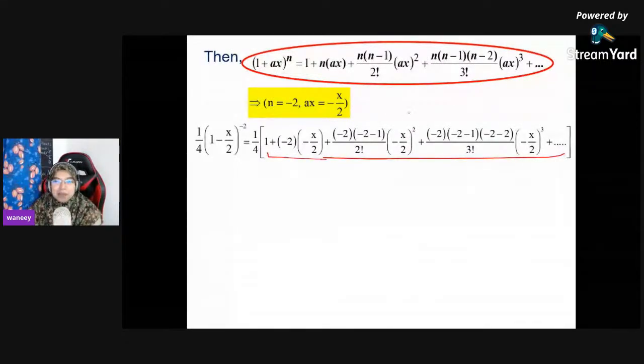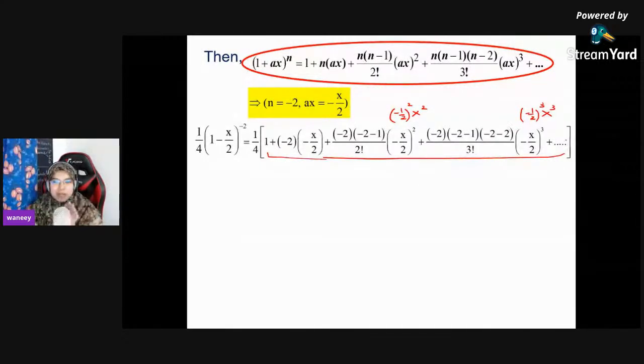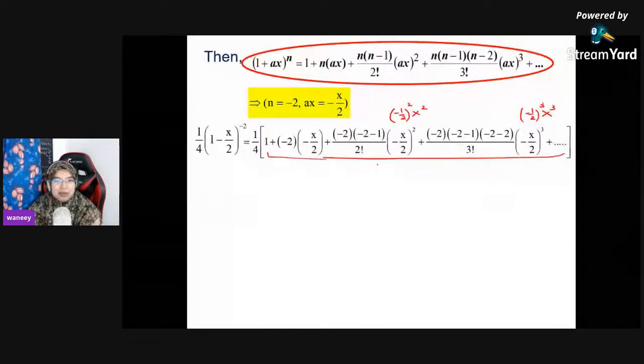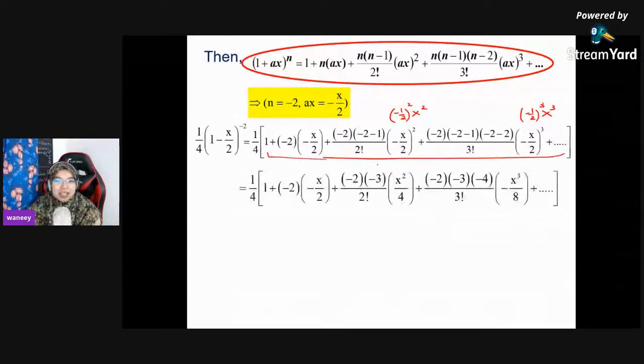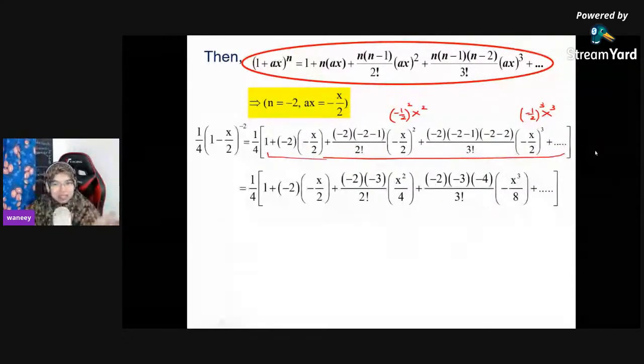So for me, I prefer to write them down as negative 1 over 2 squared x squared. And for this one, negative 1 over 2 cubed x cubed. So it will be much easier for me when I want to multiply them. So I prefer to write them down like this. But of course, you can handle them whatever way that you learned before, or you can actually expand them first.